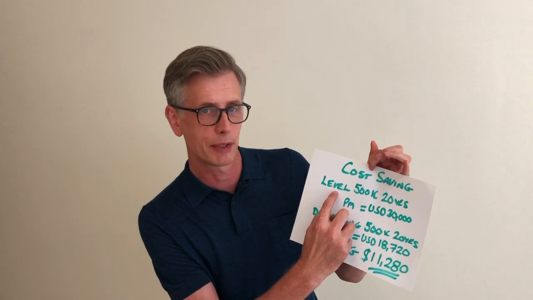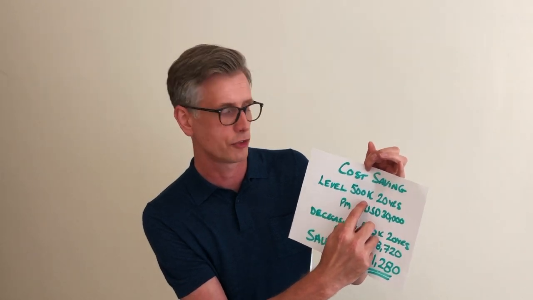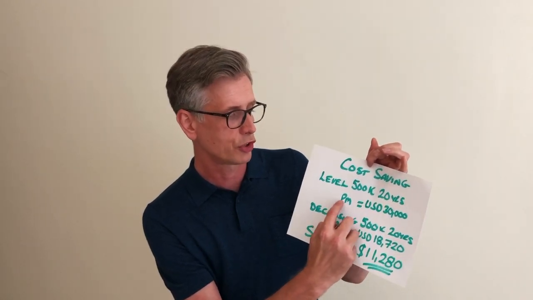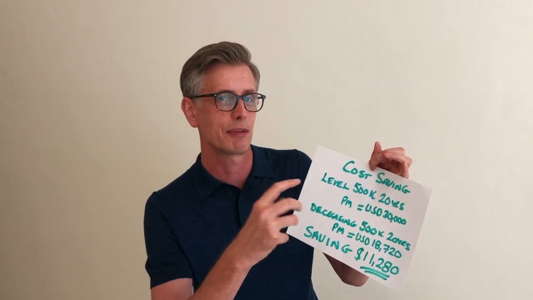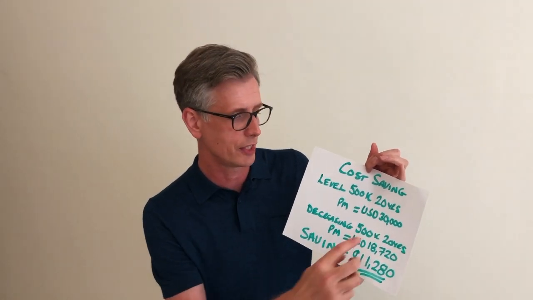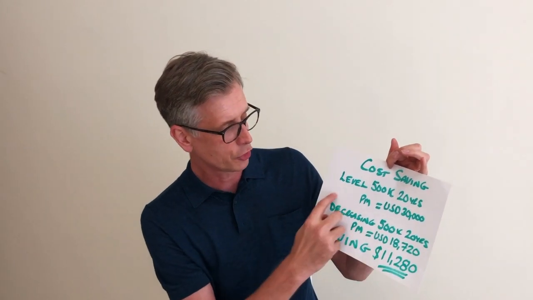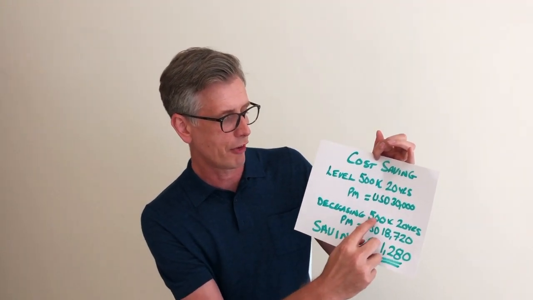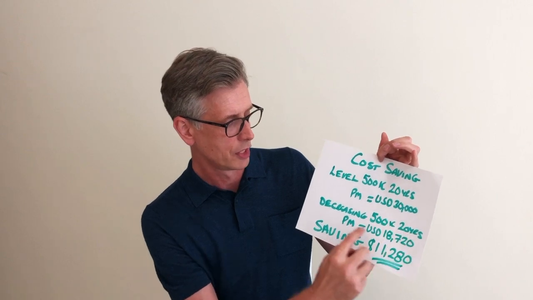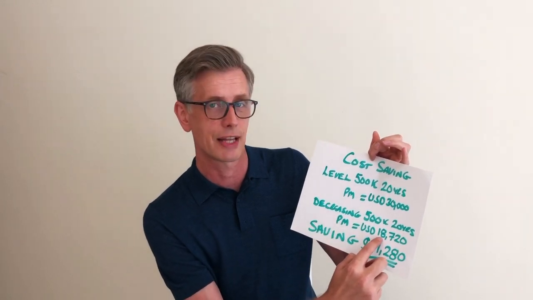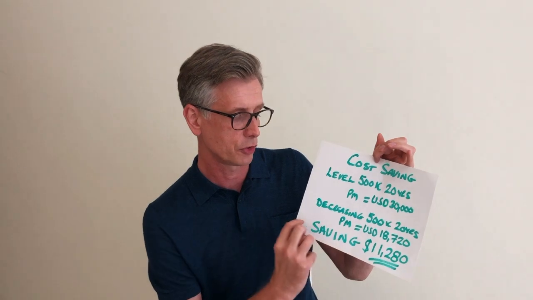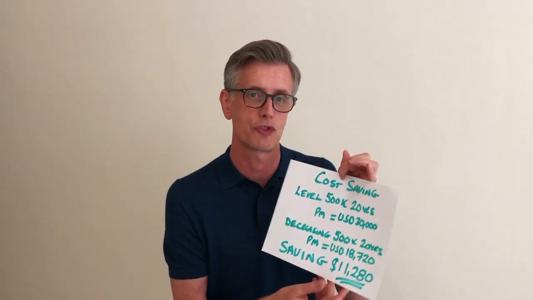Let's look at a level term policy, $500,000 over 20 years. The total spend, so that's every month spent over the 20 years, equates to $30,000 for that particular example. If you look at a decreasing term policy, $500,000 over 20 years, the total spend is $18,720. So your saving over the term of the plan is $11,280.